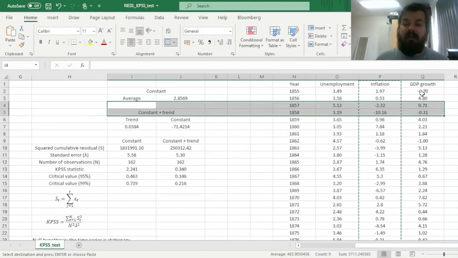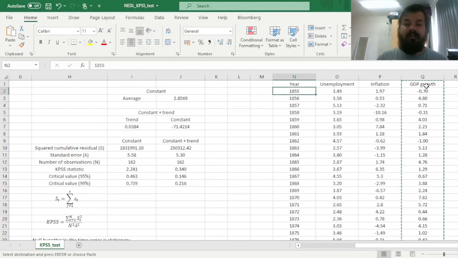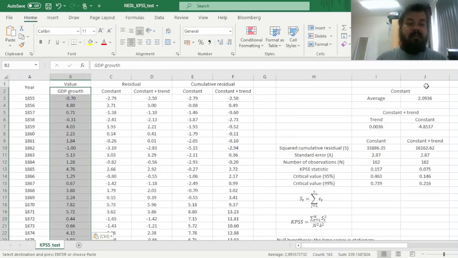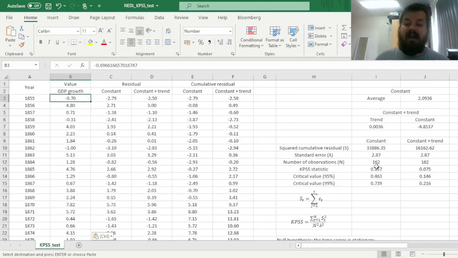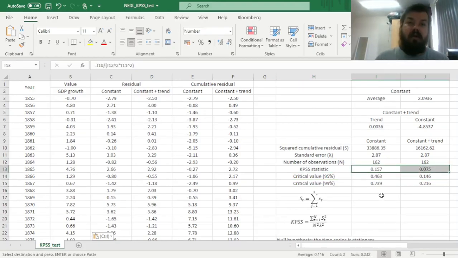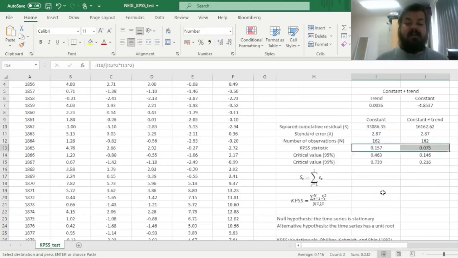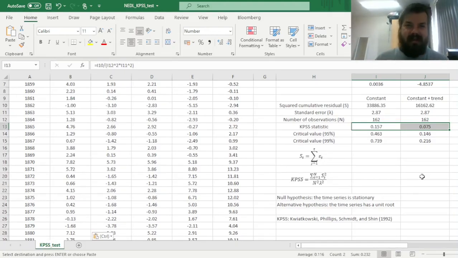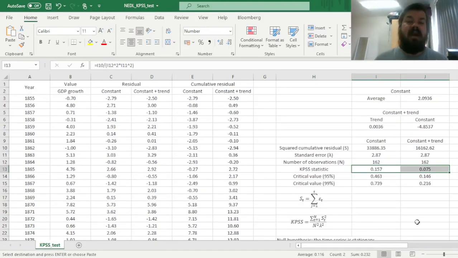However, if we look at economic growth figures, copying that over here and pasting it in place of inflation, we can see that the statistics for economic growth are much lower. They are even lower than the 95% critical value, meaning that economic growth figures are stationary as per the test results, meaning that for economic growth, you can be reasonably sure that it is not that much autocorrelated, for example, as inflation and unemployment.